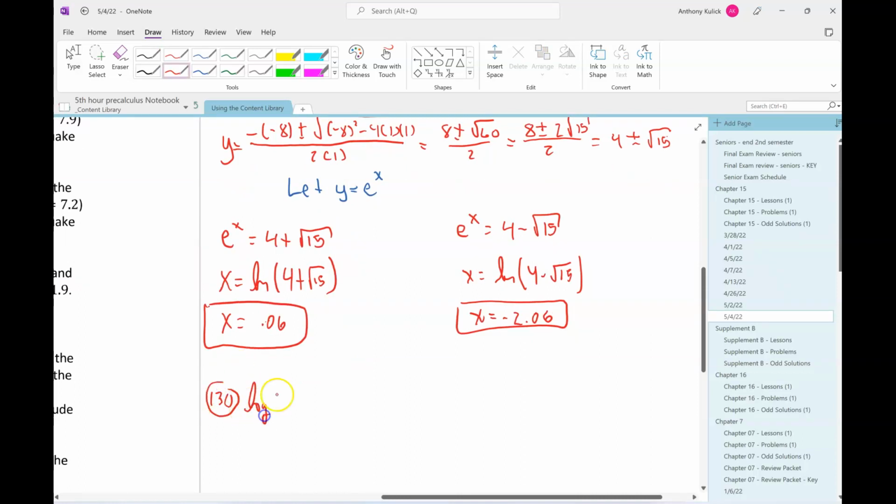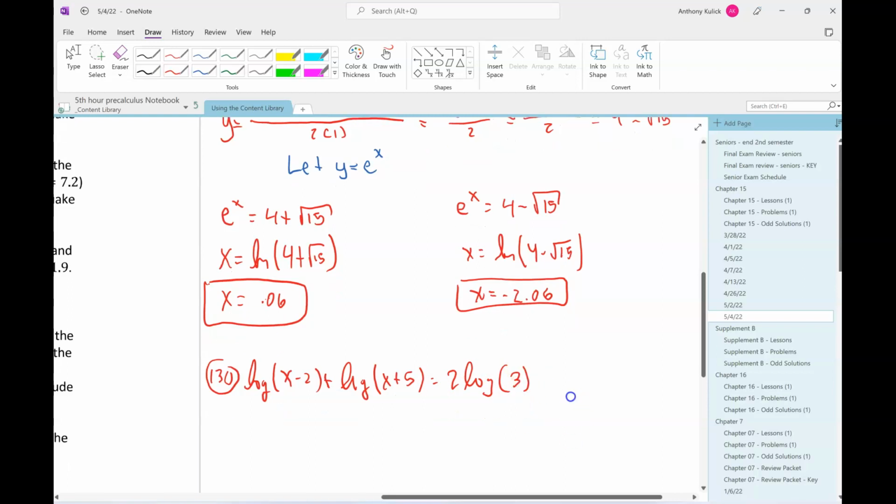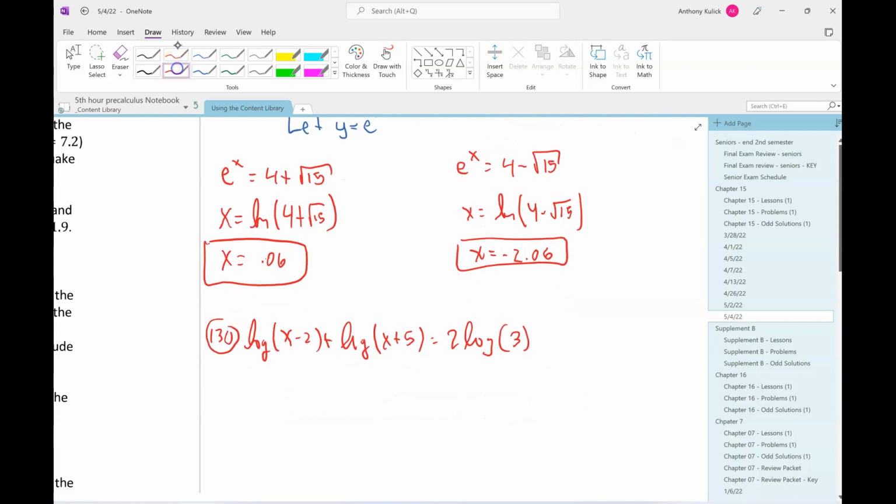So we have log of x minus 2 plus log of x plus 5 equals 2 log of 3. Okay. So the first order of business here is noticing that we have x's in 2 different locations, right? So what I'm going to need to do is work on getting those x's into a single location, or at least inside of a single logarithm.